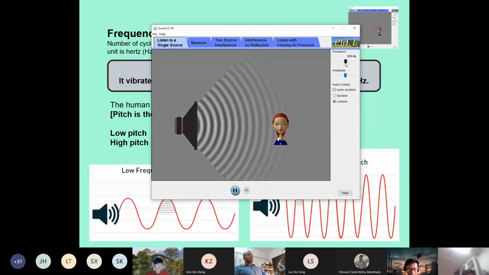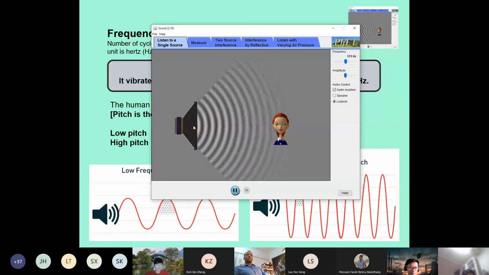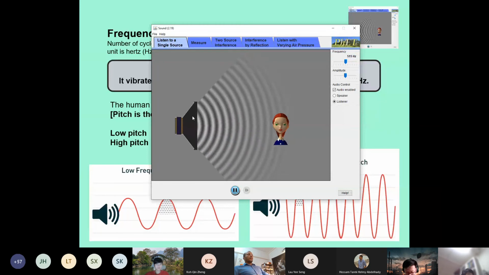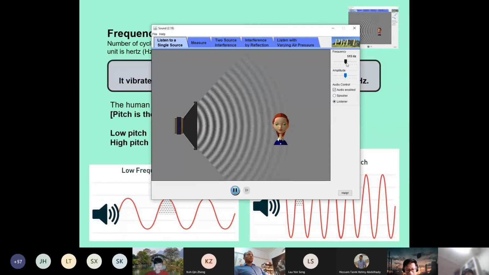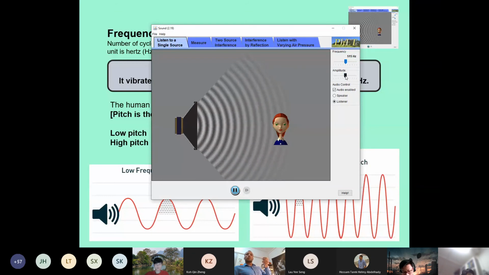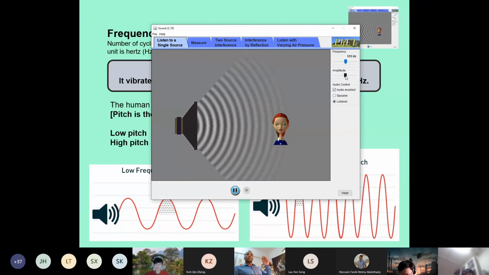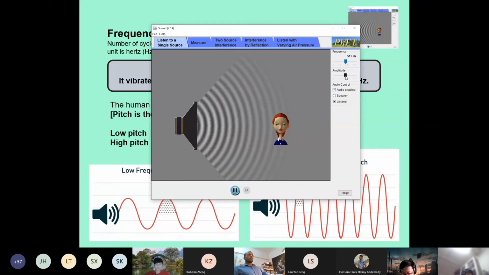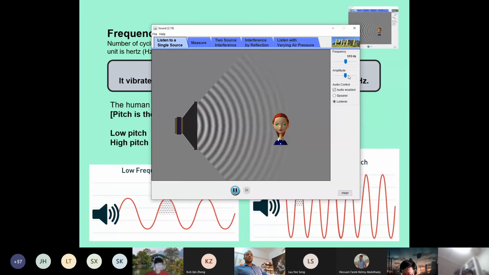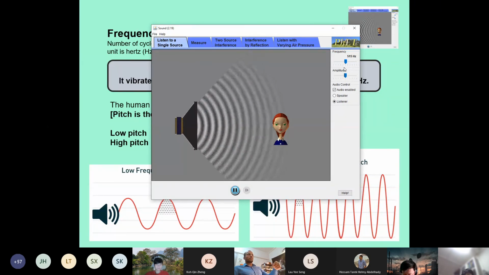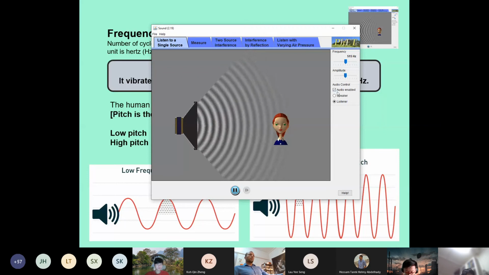Look, in this software there is the frequency. As you can see, we have a speaker here and we have a human here. We have frequency and we have amplitude. So basically we have the two variables that we need to play with regarding the sound wave. But there is no wavelength here because wavelength is not that important. Wavelength is important in lighting, but here frequency and amplitude are more important.